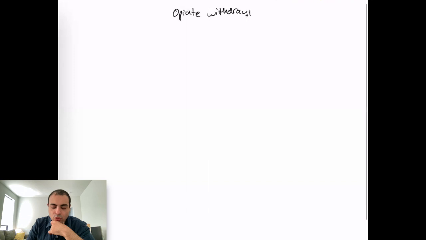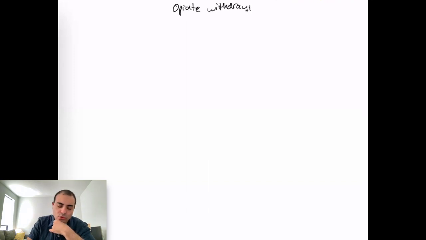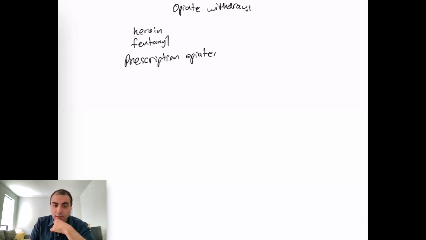Opiate withdrawal. Just quickly about opiate withdrawal. These are people who chronically use opiates. Usually it's patients who use heroin, people who use fentanyl, or people who have prescription opiates. Now, these people who have prescribed opiates for a legitimate reason, when they are admitted, you should continue their doses.